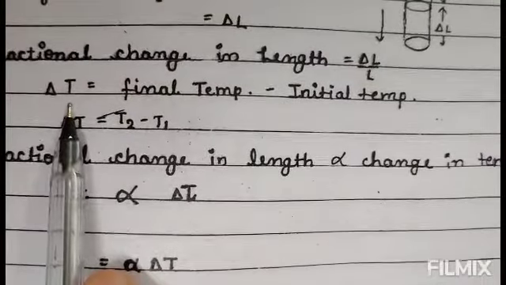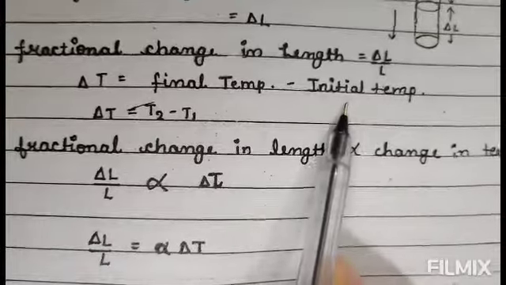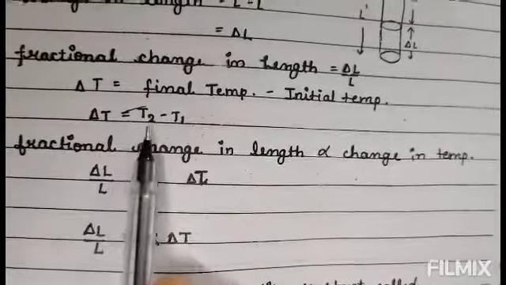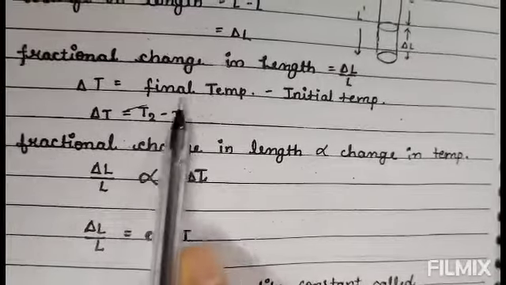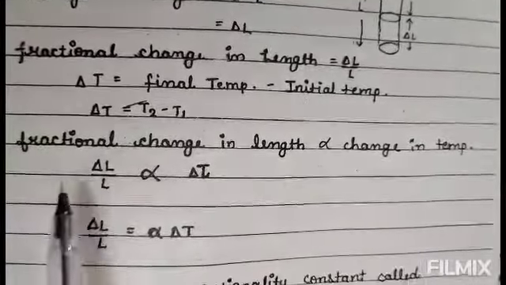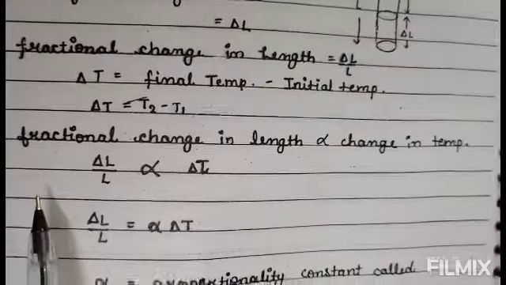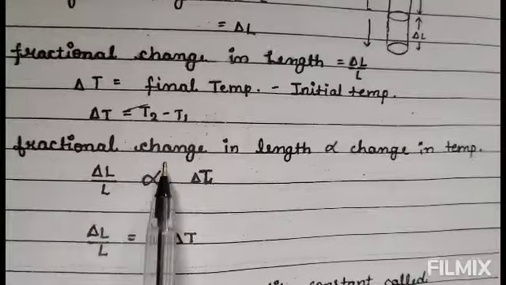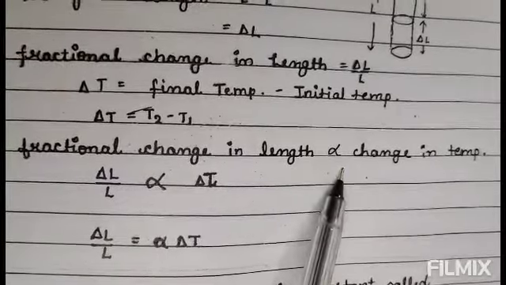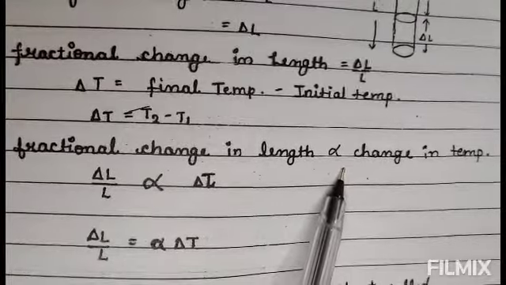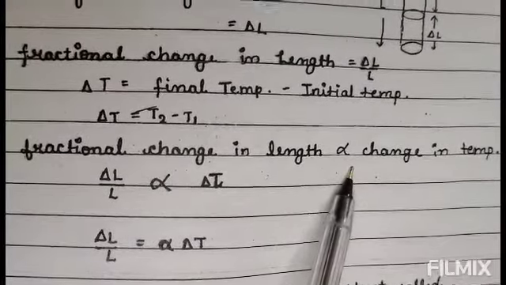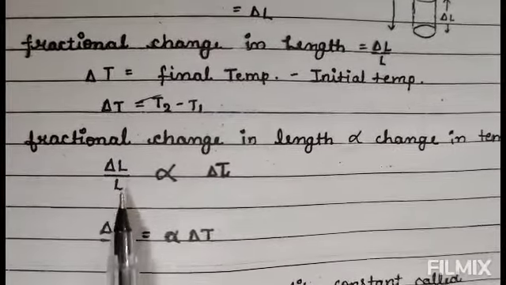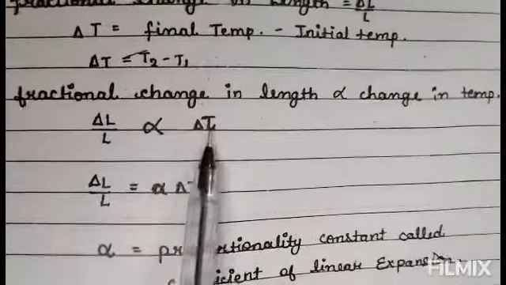Change in temperature is the final temperature minus the initial temperature. This is del T is equal to T2 minus T1, where T2 is the final temperature and T1 is the initial temperature. As stated before, the fractional change in length is directly proportional to the change in temperature. As we increase the temperature, the fractional change in length also would increase. So they are in direct proportion. So del L upon L is directly proportional to del T.